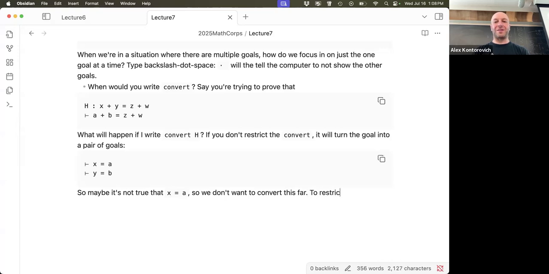To restrict it, we say convert h using 1, or maybe using 2, or maybe using 3. Using restricts it to how many levels of conversion it does. Then the computer will respond.